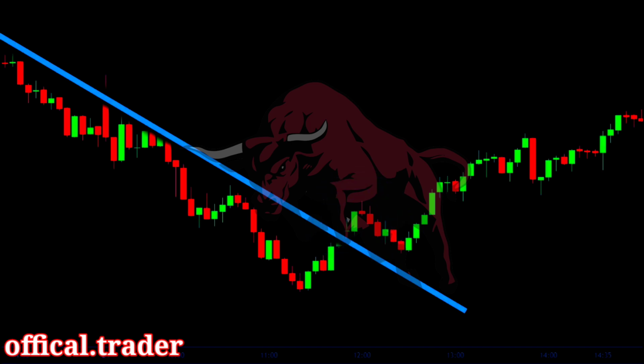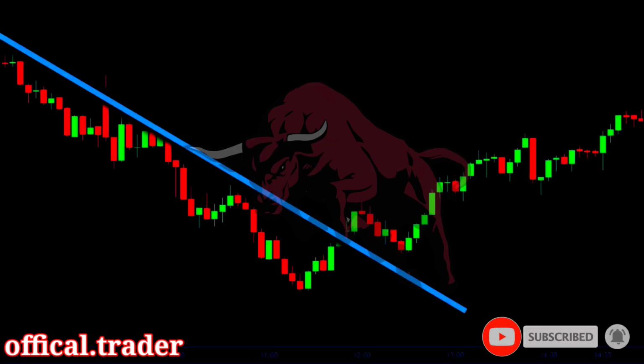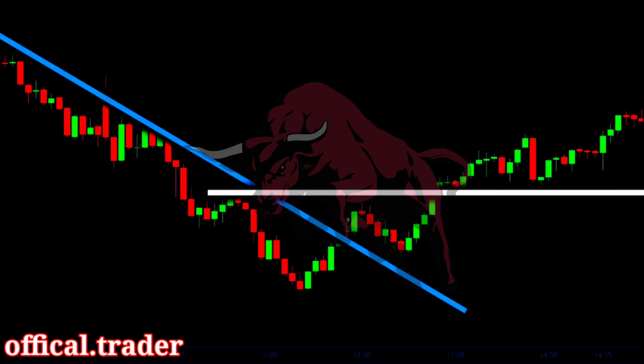But we are not novice. We will plot the nearest resistance level and wait for its break. Now, to plot the nearest resistance level, we will look at the trend line. We identify the last touch of the trend line before the breakout. We identify this as the last touch, and we will mark this level as our point of resistance.